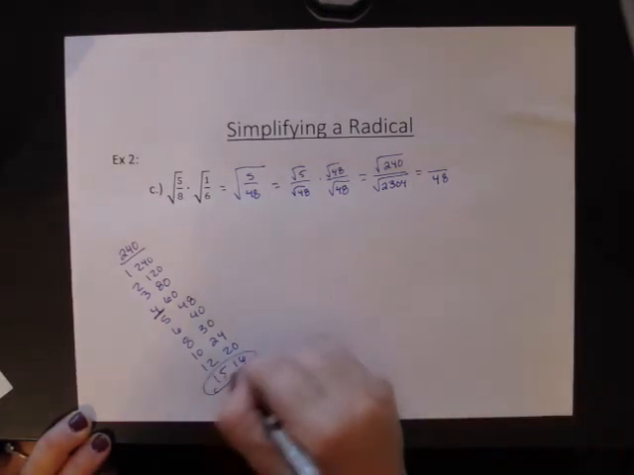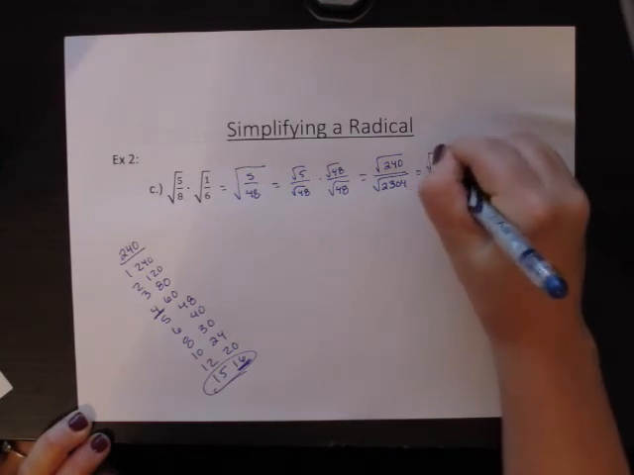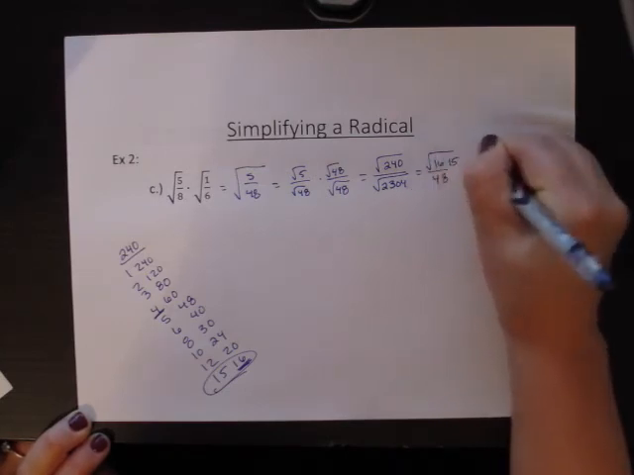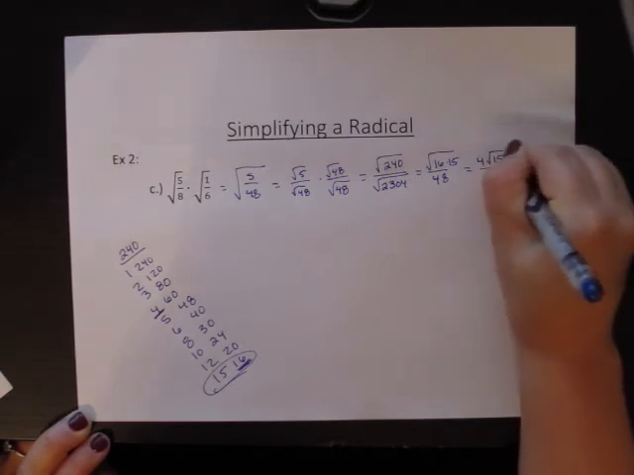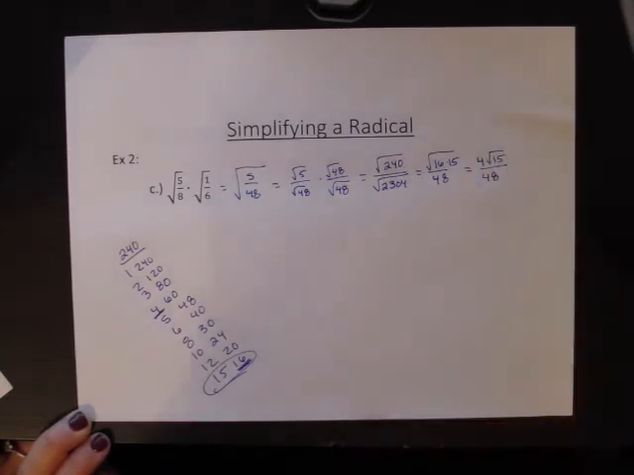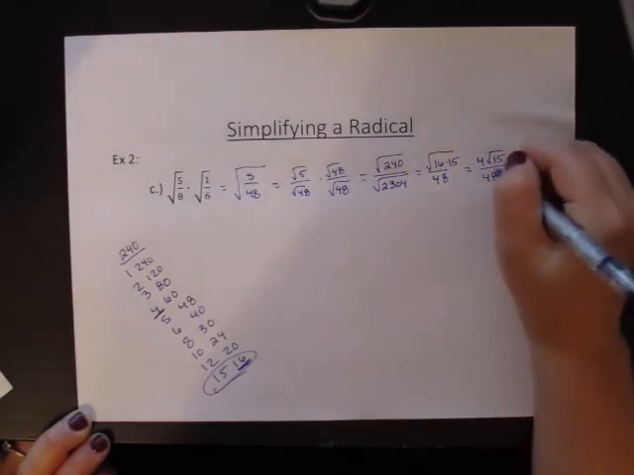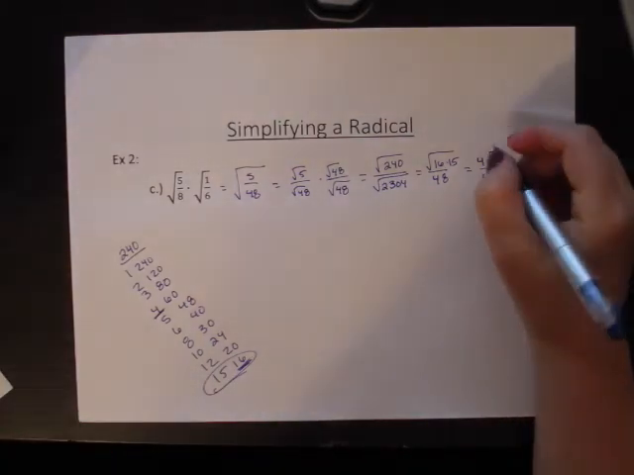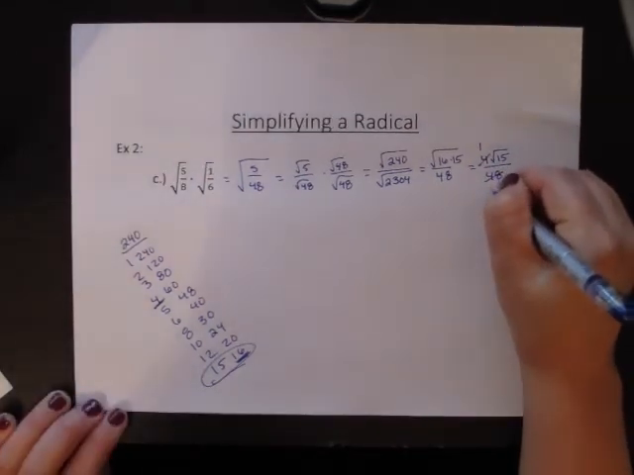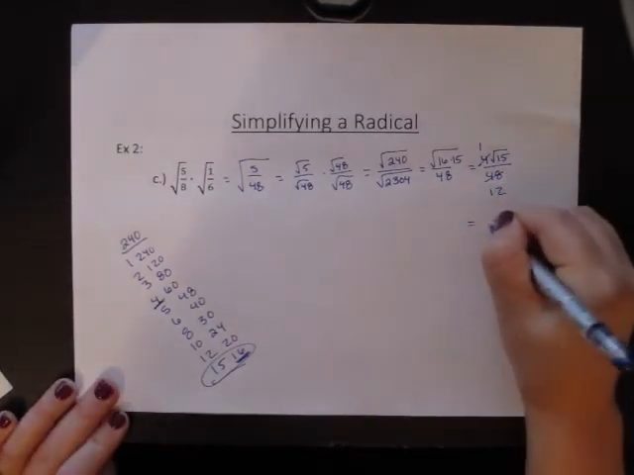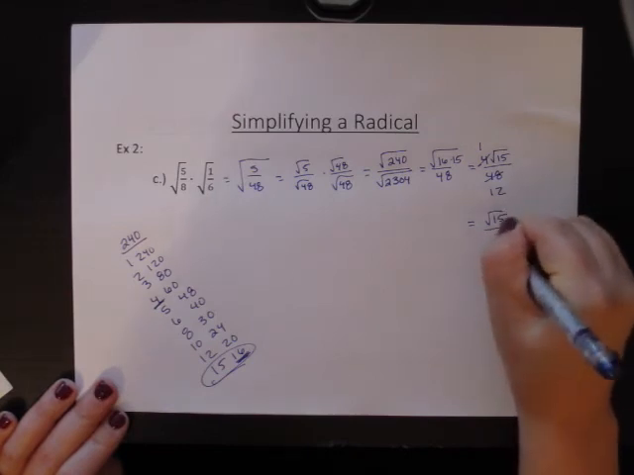Okay, so I'm going to use the 15 and 16, so I go to the square root of 16 times 15. The square root of 16 is going to be 4 square root 15 over 48. And then the last thing I have to do is I have to simplify for 4 and 48. So what goes into 4 and 48? 4. So 4 divided by 4 is 1. 48 divided by 4 is going to be 12. So my final answer is going to be the square root of 15 over 12.